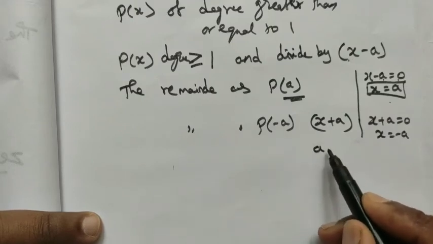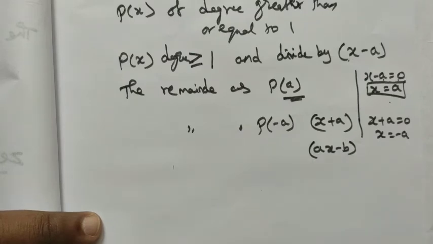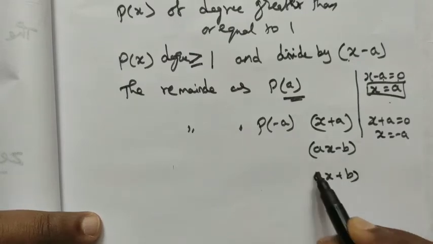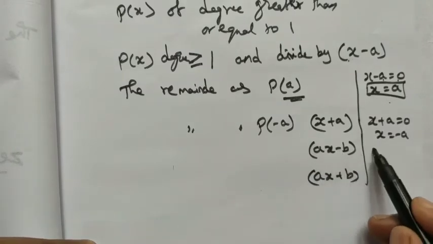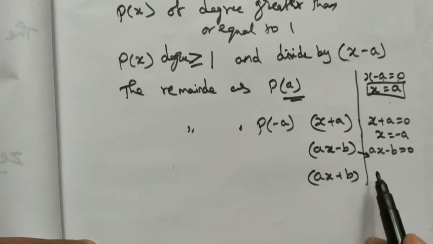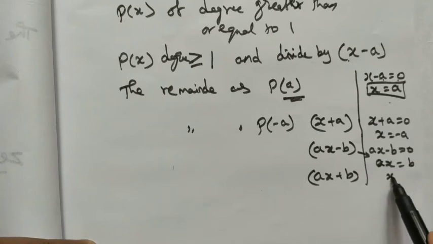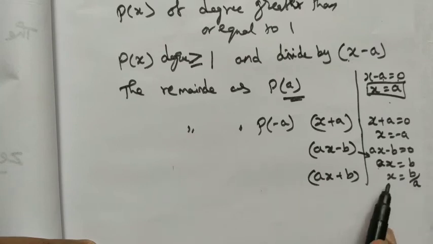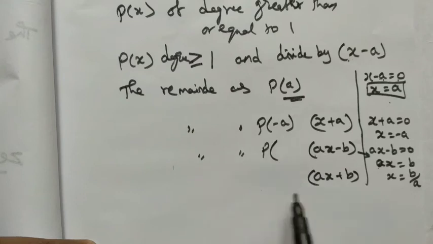Here we have 4 types: one is plus, another one is minus, and then with the coefficients of x as a, x minus b, ax minus b and ax plus b. Here we get ax minus b equal to 0, and we want to find the value of x only. Ax is equal to, I take this b to the other side, we get plus b, then x is equal to b by a, because taking it to the other side means we divide. So x is equal to b by a. Then for this we have the remainder as p of b by a.